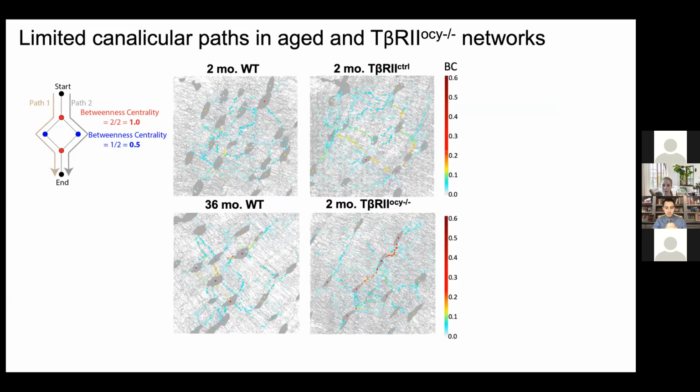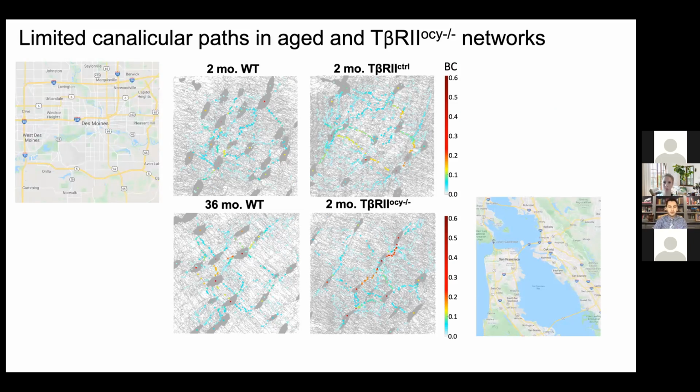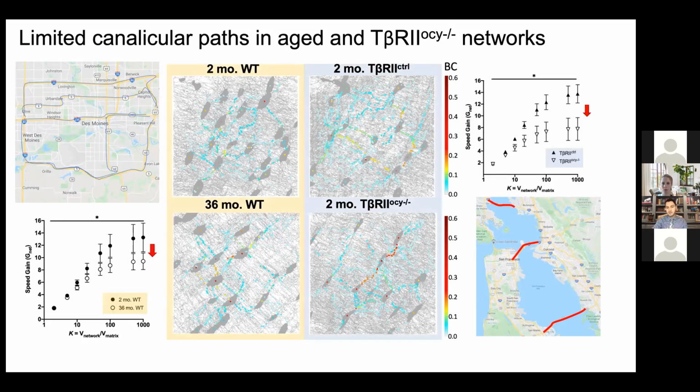When we compare those to our degenerated networks, we start to see an increase in the number of higher scoring red, green, yellow type nodes, as well as a loss of those low scoring blue nodes. One way we like to compare this is sort of like a roadmap through the network, where in our younger models or our healthy models, it's like a suburban city map where you have lots of different ways to go from one end to another, whereas our degenerated models are more like an area where there's very few options for traffic to go through. So you get congestion in these areas. And what ends up happening is we lose diffusive ability in these networks, possibly because of these losses to canalicular paths.